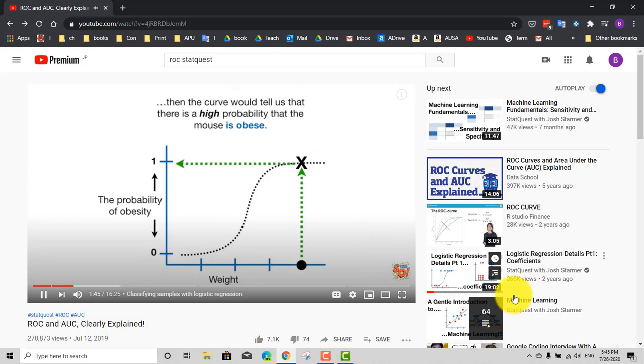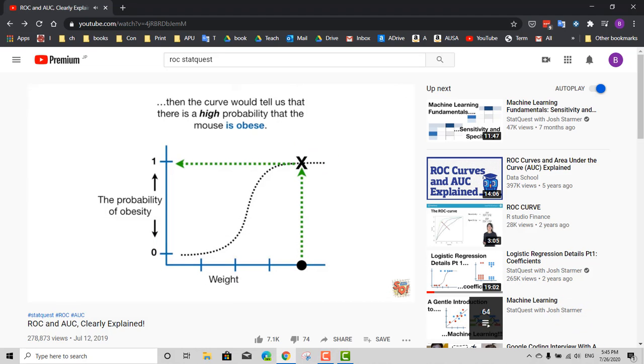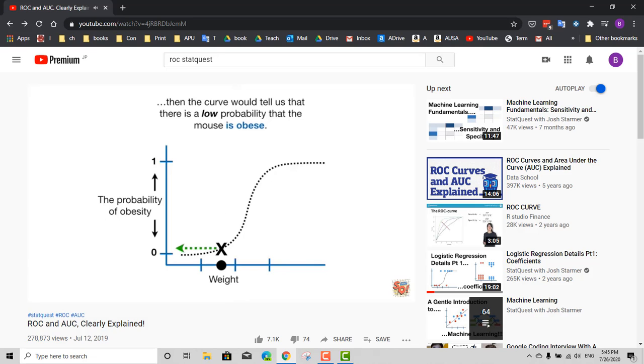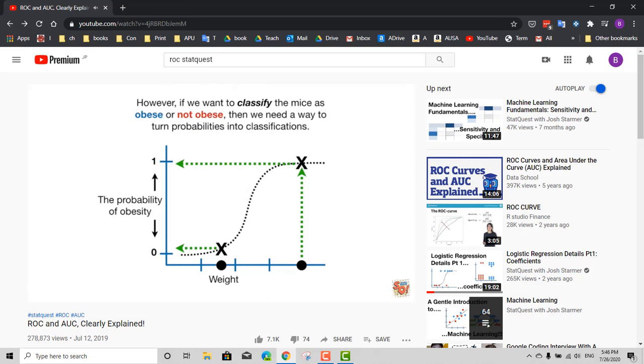Then the curve would tell us that there is a high probability that the mouse is obese. If someone told us that they had a light mouse that weighs this much, then the curve would tell us that there is a low probability that the mouse is obese. So this logistic regression tells us the probability that a mouse is obese based on its weight.